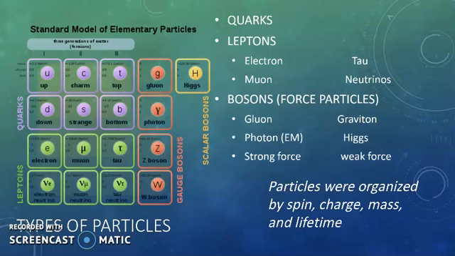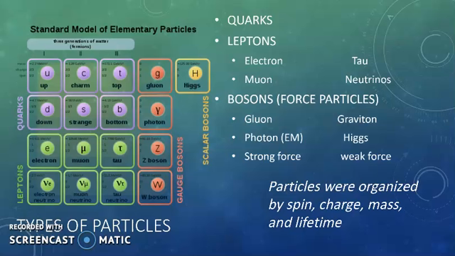But the main things to remember, we have quarks. We also have a couple other particles called leptons and bosons. Leptons include electron, muon, tau, and neutrinos. The electron is a type of lepton, so unlike the proton and neutron, which are made up of quarks, the electron is a lepton, a completely different particle. Then we have bosons, which are force particles. We have gluon, photon, strong force, graviton, Higgs, and weak force. The gluon is the force that holds our quarks together, so that's a good way to remember that. Gluon's like the glue that sticks them together.